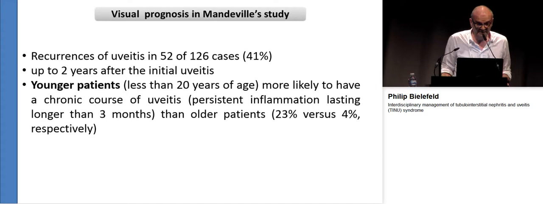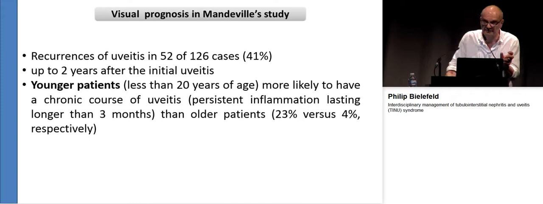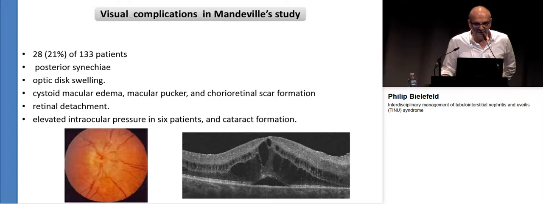And now, what is the visual prognosis? In Mandeville's analysis, he observed recurrences of uveitis in 40% of the cases. These recurrences may happen up to 2 years, and he noticed that older patients rather had recurrences of uveitis episodes, with phases between the recurrences where the eye functioned normally, and younger patients rather had a chronic course of uveitis over time. What complications could you see?